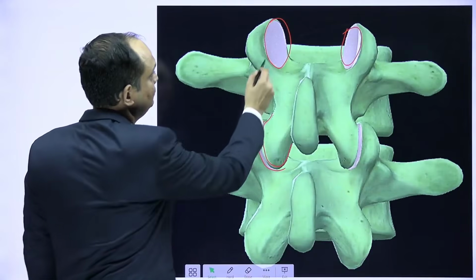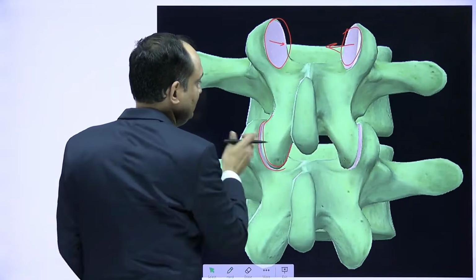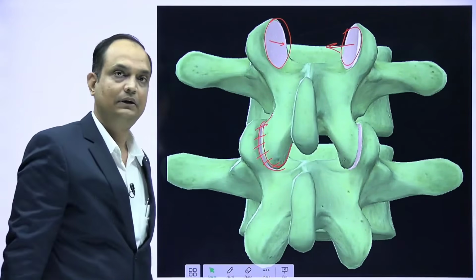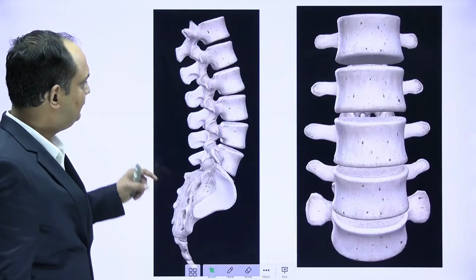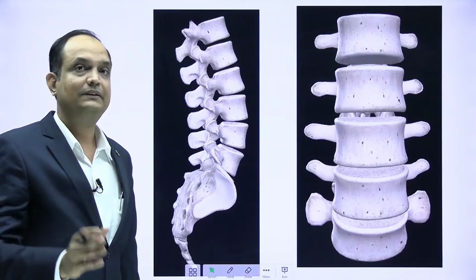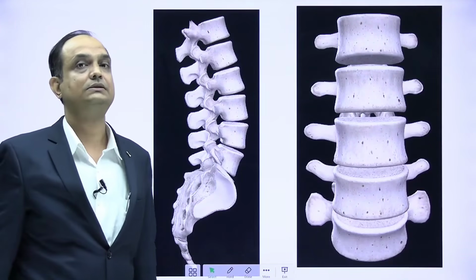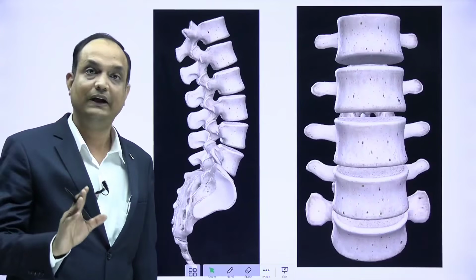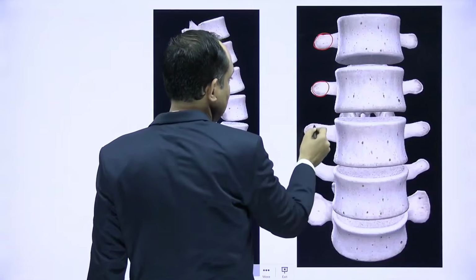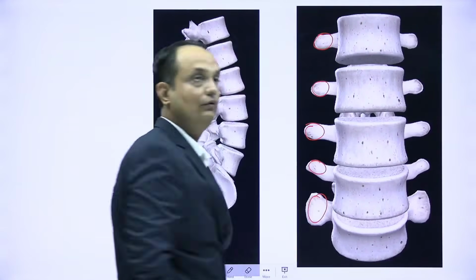So you can see that superior facets are facing inside while the inferior facets are facing outside, so that the articulation can happen. Clear? Now when you see the lumbar vertebrae, you have to keep this in mind. I told you that the transverse process of thoracic vertebrae has a facet for the rib. So here there is no facet present on any of your lumbar vertebrae.